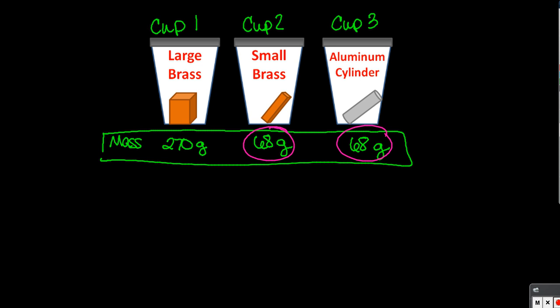Right? And because those two have a mass that was the same, there was something else that we changed between them. Right? One was brass, and one was aluminum. So the type of material changed there. Between cup 1 and cup 2, we changed the mass, right? So the mass for these two is 270 versus 68. Okay.